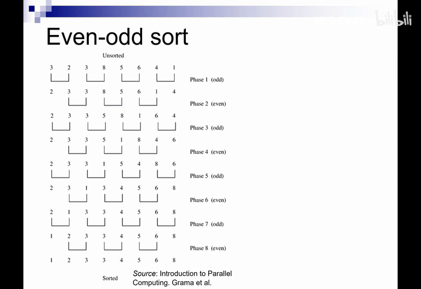Then you just keep switching between these even and odd phases. For the different phases, the processes pair themselves in different ways. They either pair with the previous process or with the next process, depending on the phase. And once they pair with a process, they are going to swap their values if the values are out of order.